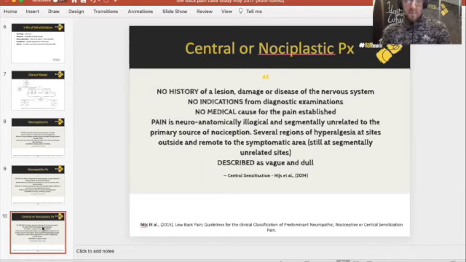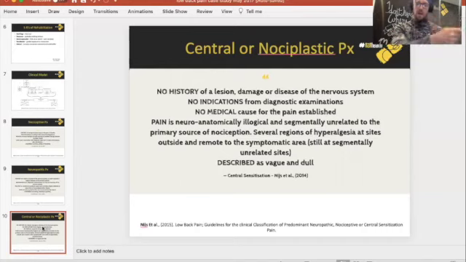And in these instances, we generally have no history of a lesion or an injury. This pain, I can't really remember when it started, but it's been with me for a long time. There's no indications from our diagnostic exam, so we can do all our orthopedic tests, all our pain provocation tests, and these don't seem to marry up either. Generally red flags have been ruled out, and there's no medical cause for the pain that's been established, and pain is often neuroanatomically illogical. It is weird and wonderful, and that's very frustrating when it doesn't make sense.